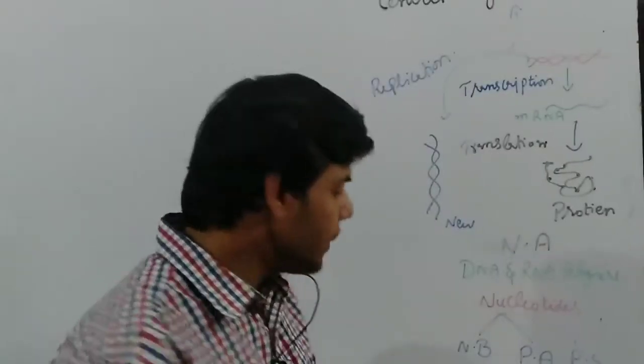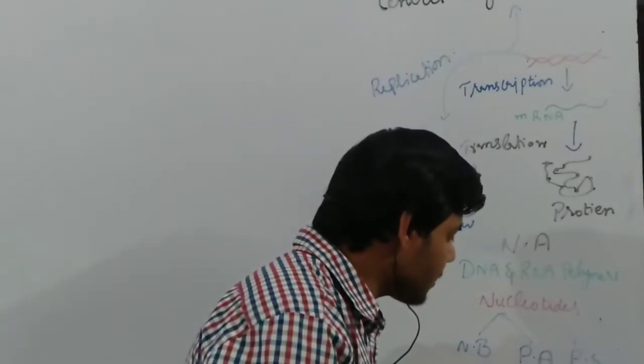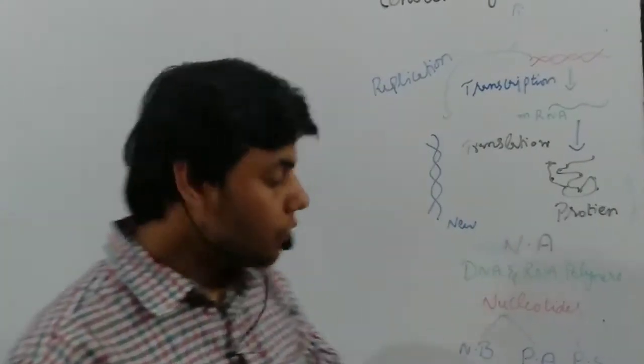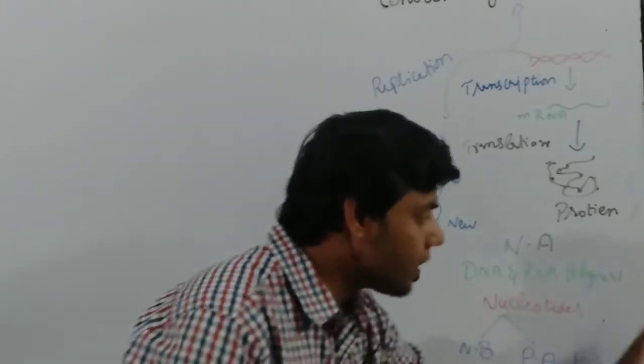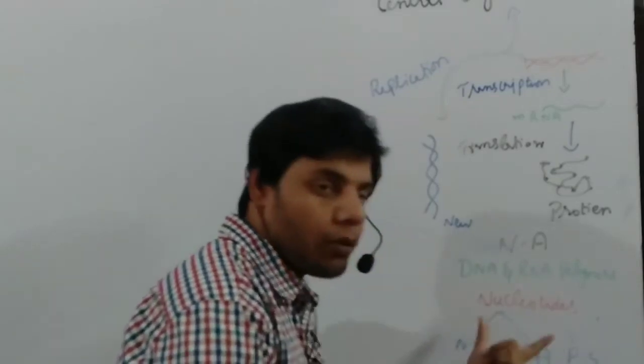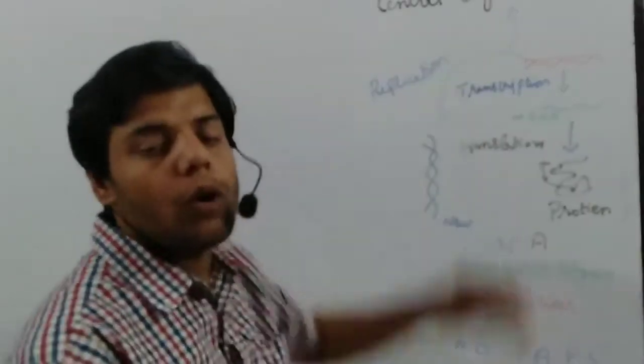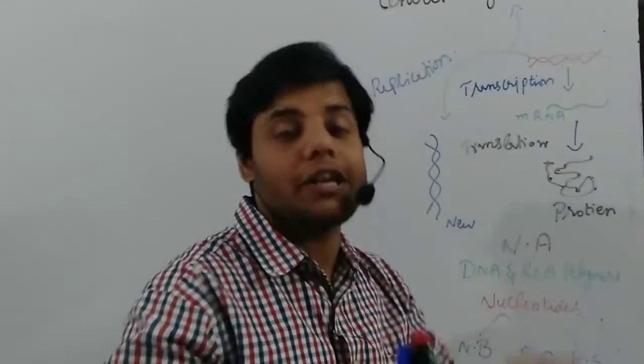Let's try to understand these three things, what they actually are, and these three things make the nucleotide structure. These are the basics. You need to understand these basics, the nucleic acid basics. Once you get the idea about that, then understanding the central dogma will be very easy for us.